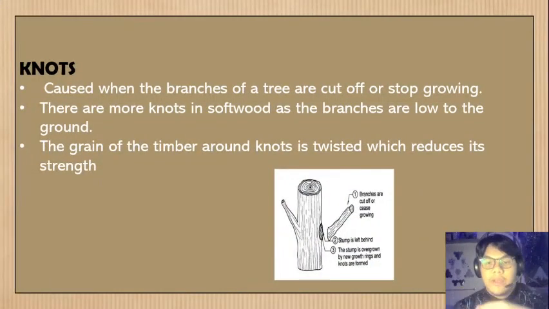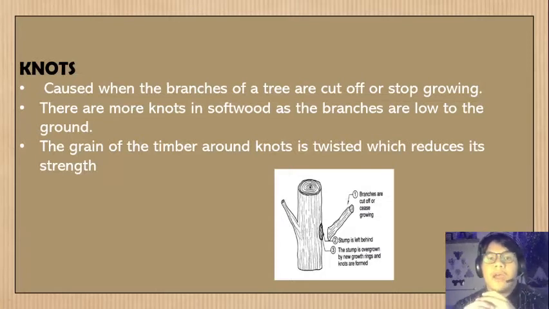Next, we have knots. Knots are caused when the branches of a tree are cut off or stop growing. There are more knots in softwood as the branches are low to the ground. The grain of the timber around the knots is twisted, which reduces its strength.